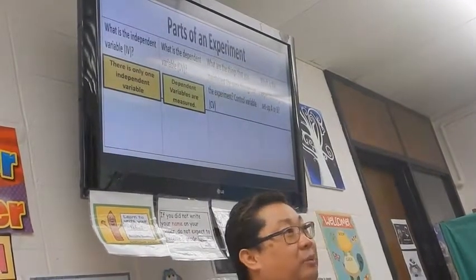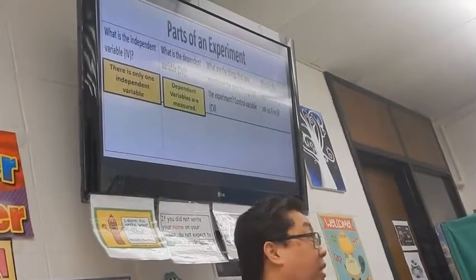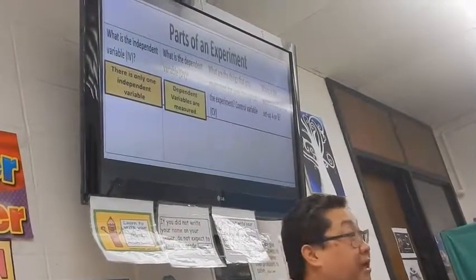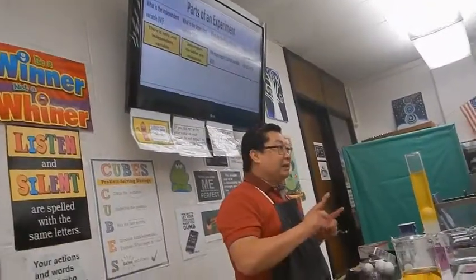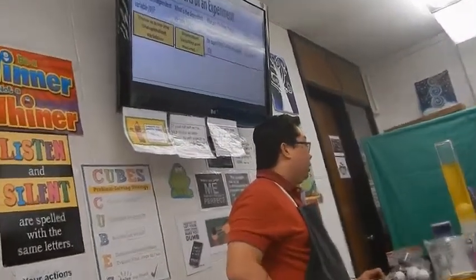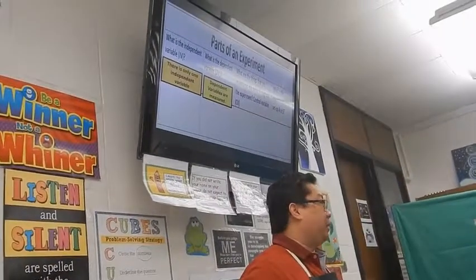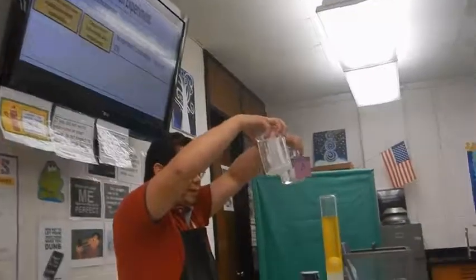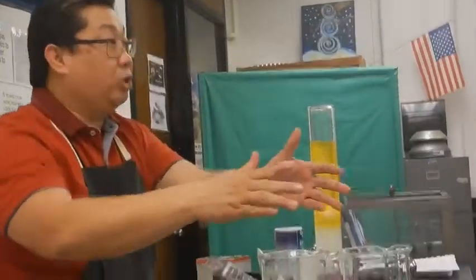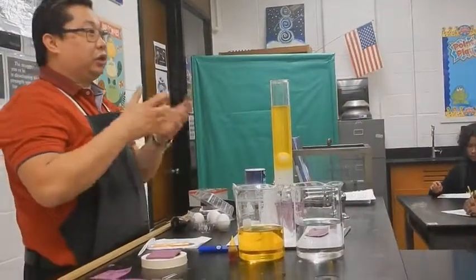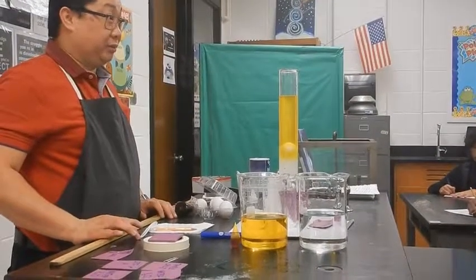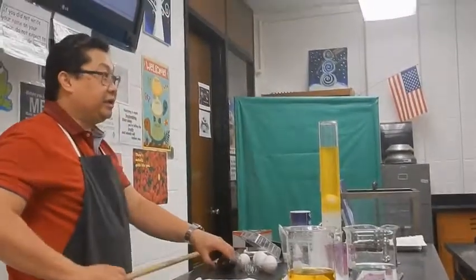Those are the things that we maintain. And another thing that we maintain is the location of the experiment. Did I move to another place? No. So that is also a control variable. So there are 4 control variables. Again, the first one, the beakers. The second one, the amount of water. The third one, the eggs. And the fourth one, the location. Those are the things that we maintain the same throughout the experiment.